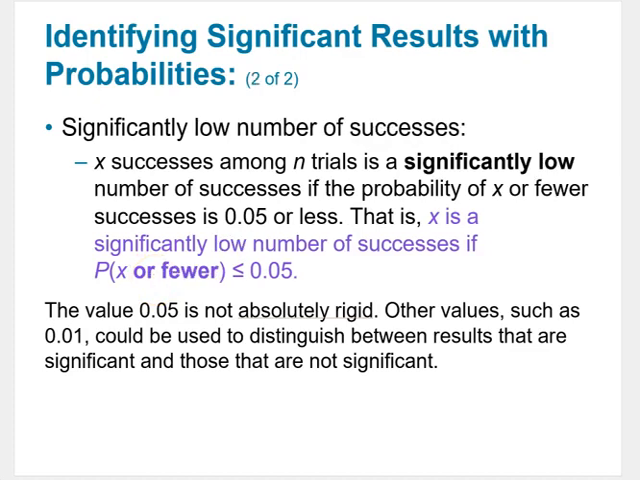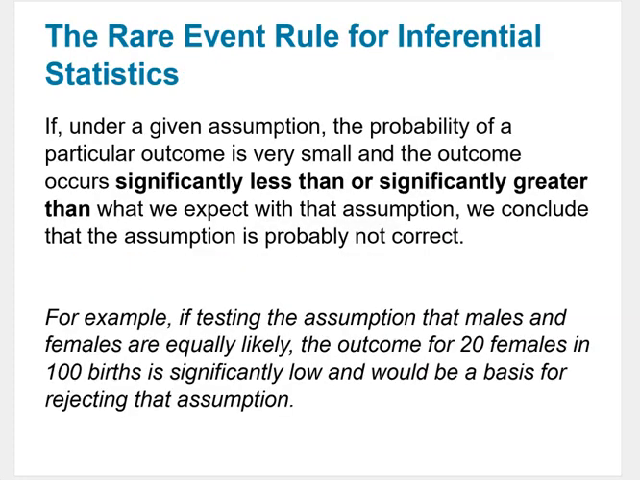And if you're looking for significantly low, it's the probability of X or fewer being less than 5%. And again, that 5% might be 1%, it might be 2%, just depending on what you're doing. So keep that in mind as you're working on these.